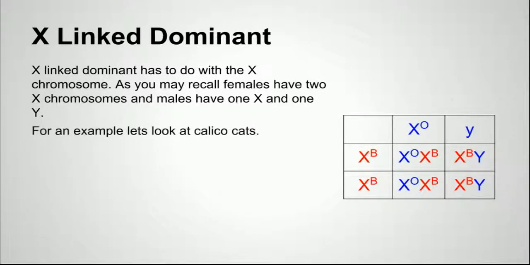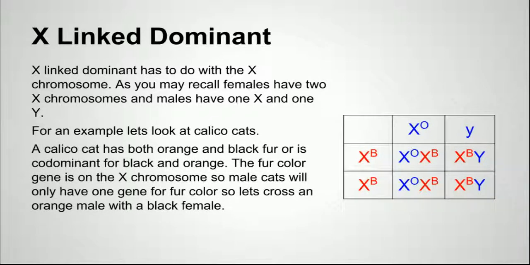So in this case, we're going to look at calico cats. Calico cat is codominant for orange and black. So if you have a female that carries the orange and the black allele, you wind up with a calico cat where it has splotches of both orange and black fur. Because the male does not have 2 X's, he has an X and a Y, you're going to wind up with whatever color comes across on that X when you're making the male.